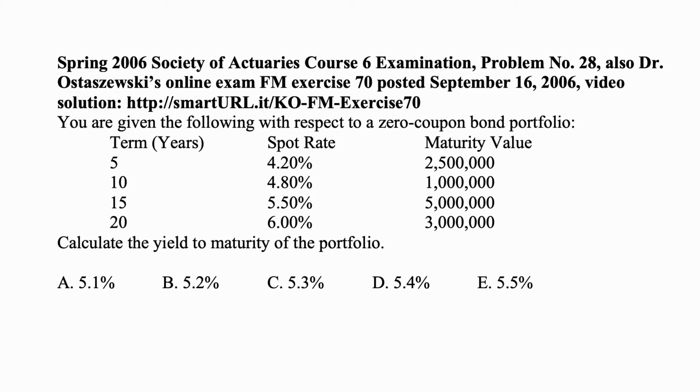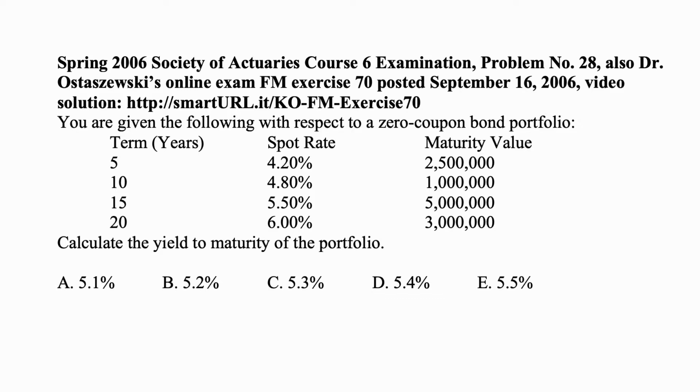Here's a problem for today for exam FM on financial mathematics. You are given the following with respect to a zero-coupon bond portfolio. For a 5-year zero-coupon bond, the spot rate is 4.20% and the maturity value is $2.5 million. For 10 years, the spot rate is 4.80% and maturity value is $1 million. For 15 years, the spot rate is 5.5% and the maturity value is $5 million. On 20 years, the spot rate is 6% and maturity value is $3 million. Calculate the yield to maturity of the portfolio.